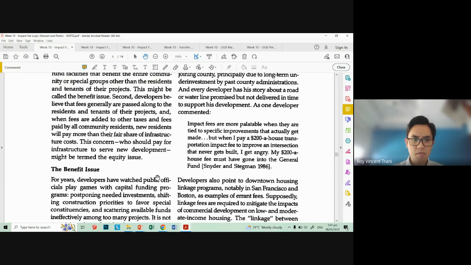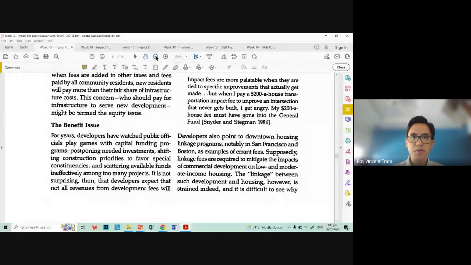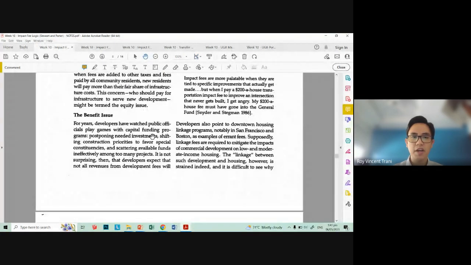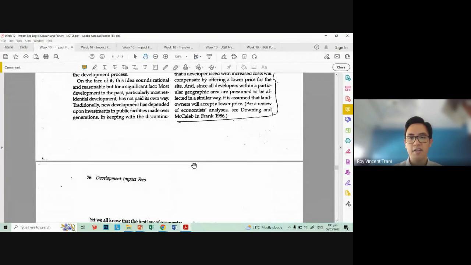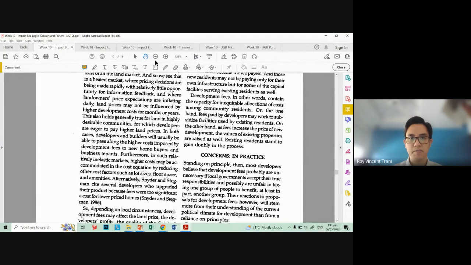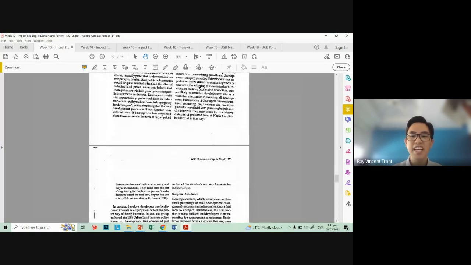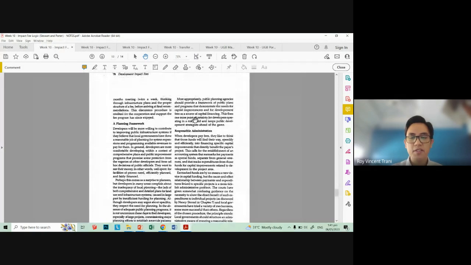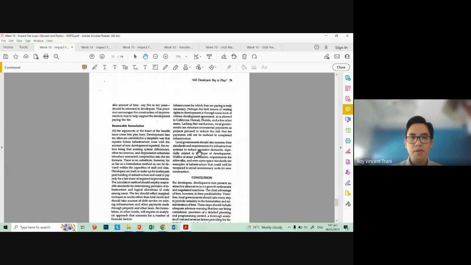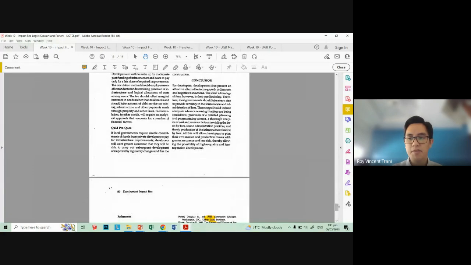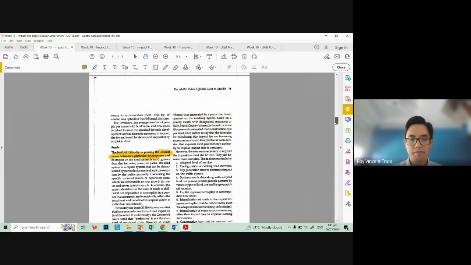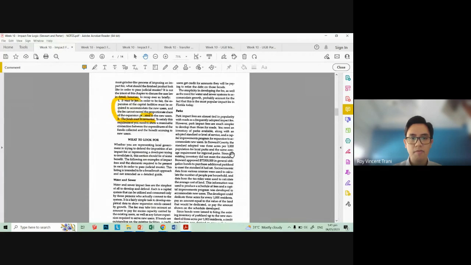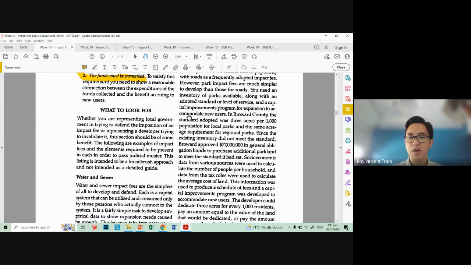I don't think we need to go into these two issues so much, but this is where the references are, just for your reference. Okay, so let's go back to the different types of development impact fees. I just wanted to give you an overview of the reference.